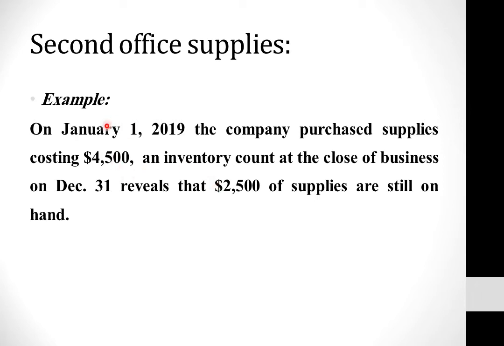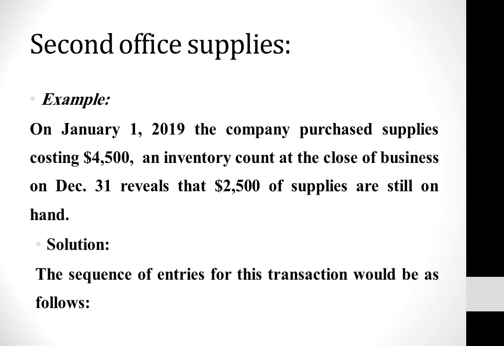So first we purchased supplies that cost 4,500. We consumed 2,000 during the year, and we still have 2,500 on hand in the inventory. So we need an adjusting entry to determine that we already consumed 2,000 from the supplies, which is the expense, and we have 2,500 on hand remaining that will be transferred to 2020 as an asset.